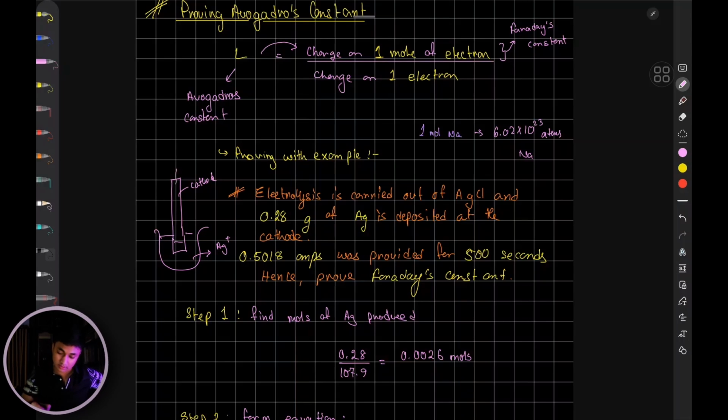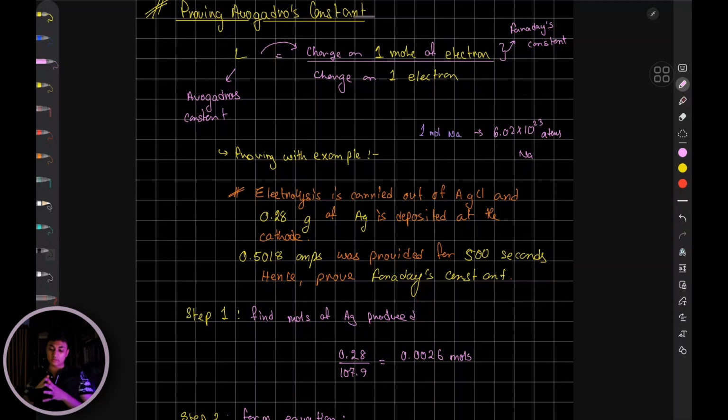And these ions would go to the electrode, gain electrons, and be discharged, forming silver on the electrode, right? So there will be some amount of silver being deposited on the surface of the electrode. Now, let's see how we can derive Avogadro's constant from all of this information, right?